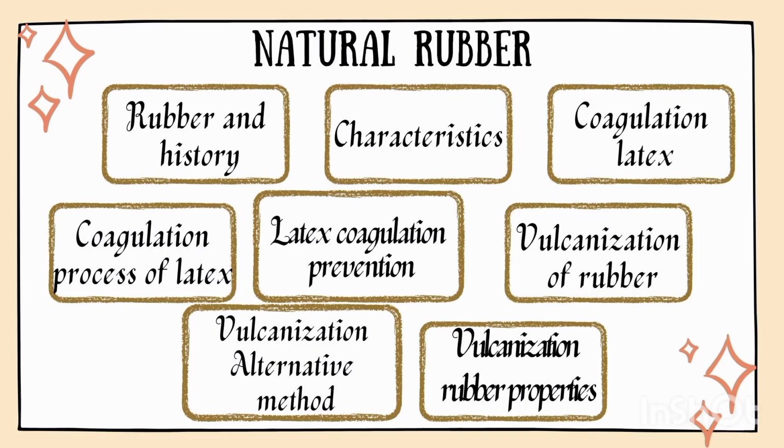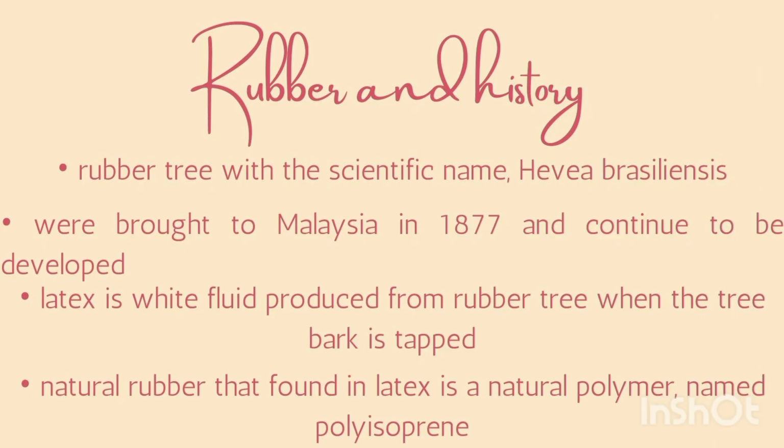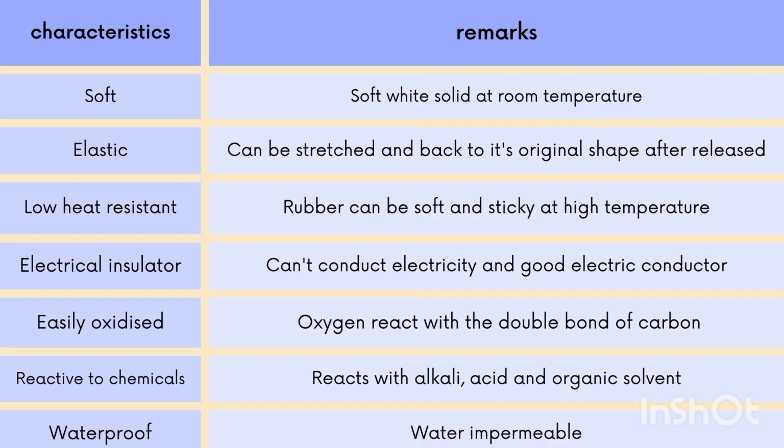Now we move on to the next subtopic, 4.2 Natural Rubber. Rubber and history. The rubber tree with the scientific name Hevea brasiliensis was brought to Malaysia in 1877 and continued to be developed here. Do you know that latex is a white fluid produced from the rubber tree when the tree bark is tapped? The natural rubber found in latex is a natural polymer named polyisoprene. So these are the characteristics of natural rubber.